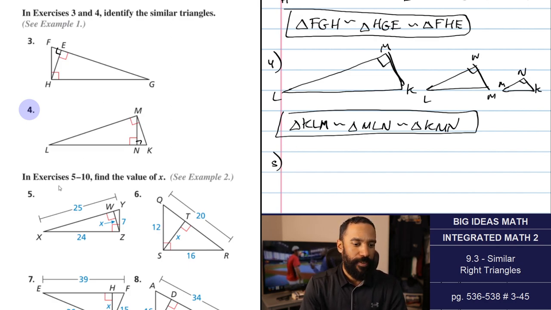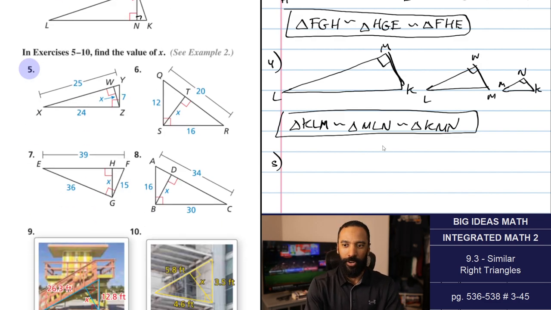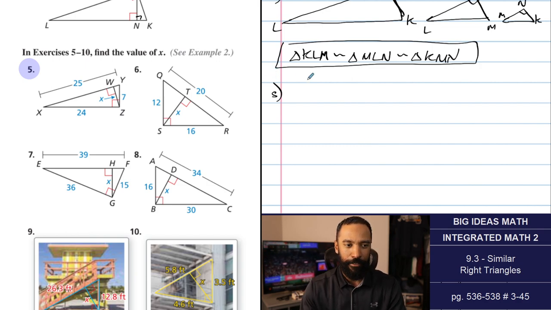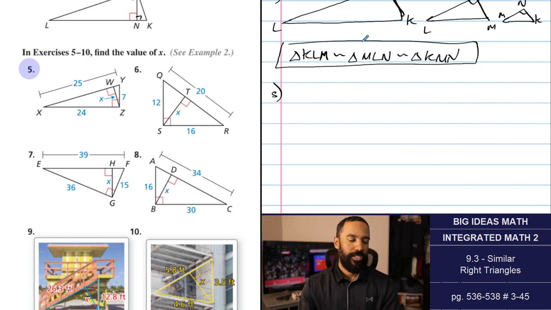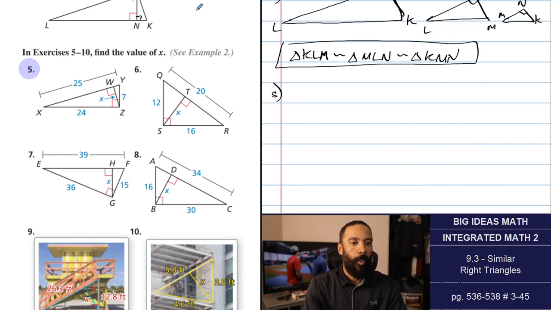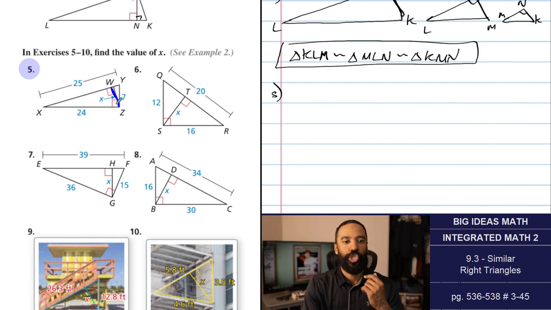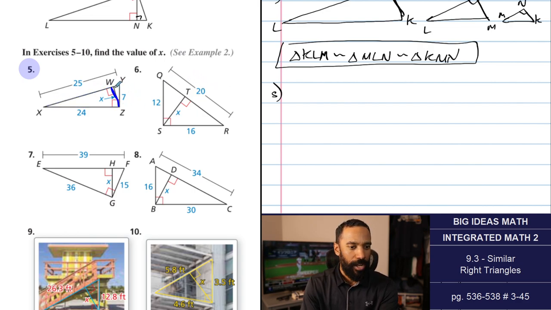Okay, in exercises 5 through 10, find the value of x. This is where I'm going to get a lot into my proportion talk here, and I just want to find things that can be identified the same way. Basic goal for me right here is I want to look at x and ask myself, what can x represent in a triangle? And to me, it's this. X can either represent the short leg in the medium triangle, or it can represent the long leg in the small triangle.